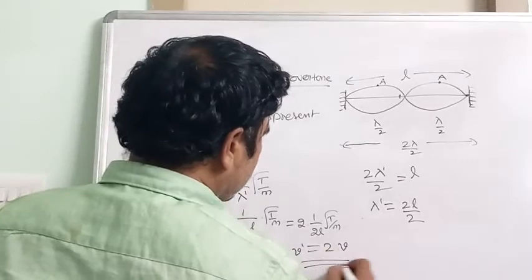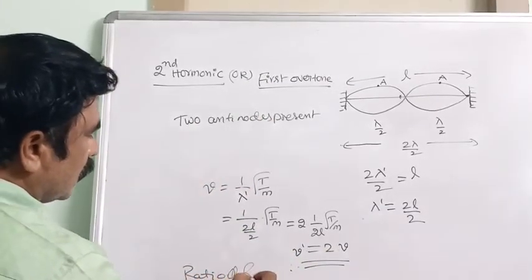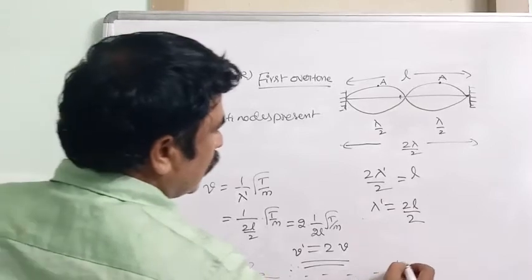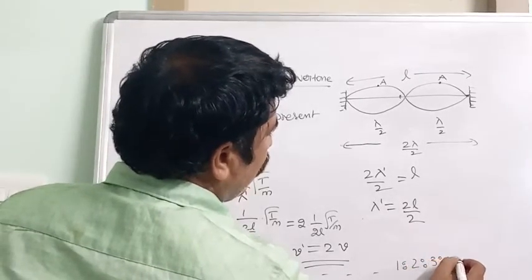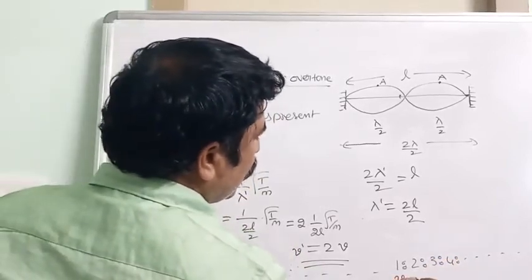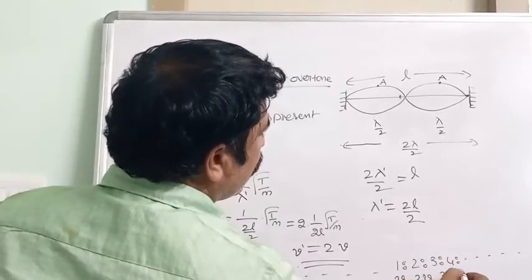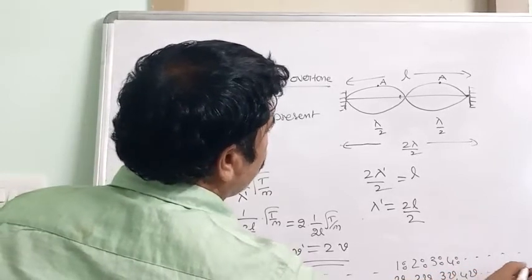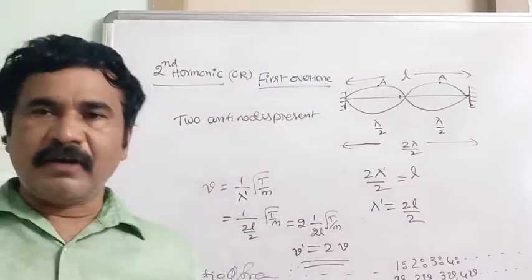The ratio we can write as 1 is to 2 is to 3 is to 4 and so on. The first harmonic is nu, the second harmonic is 2 nu, the third harmonic is 3 nu, the fourth harmonic is 4 nu, and so on. We get the frequencies of harmonics.